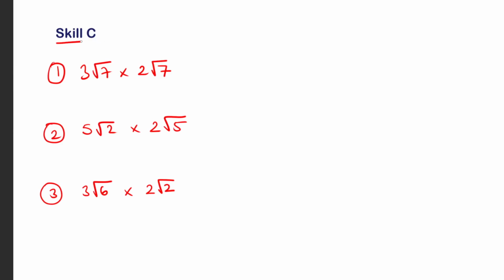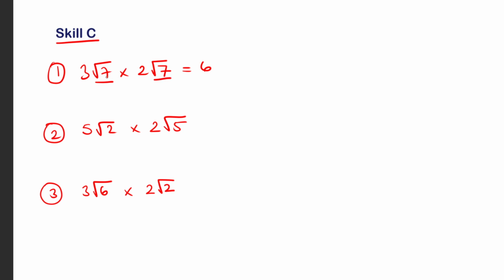Okay, skill C is multiplying. Okay, so here we have 3 square root 7 times 2 square root 7. Well, first we can multiply the numbers. So 3 times 2 is 6. Now, the key thing is that square root of 7 times square root of 7 is 7.